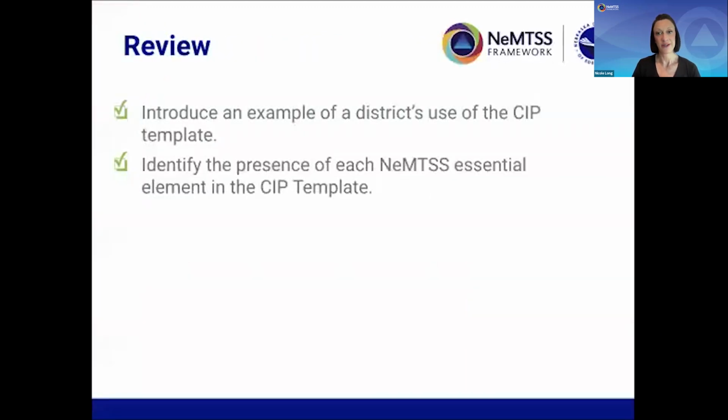Through this webinar, you have been introduced to a district team's use of the CIP template. Additionally, we have seen the integration of the Nebraska MTSS essential elements in the CIP template as districts not only work towards continuous improvement, but also effectively build multi-tiered systems of support.